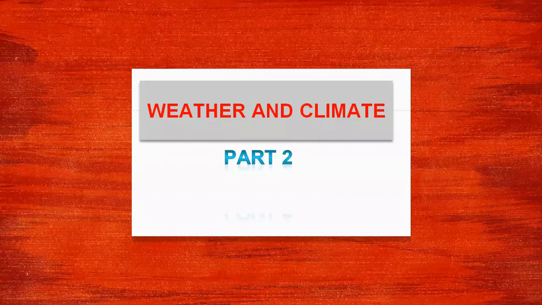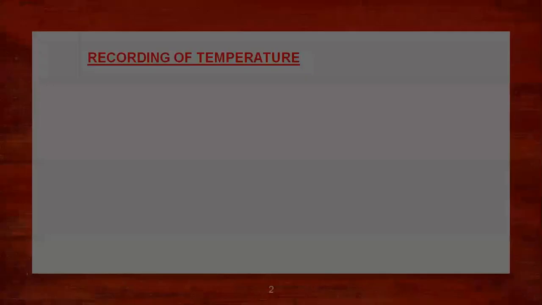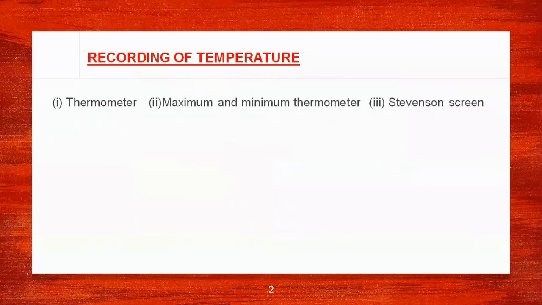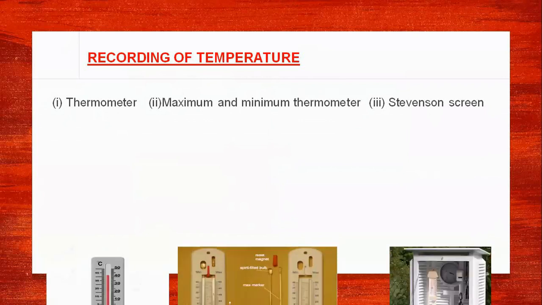In our previous class, we have learned about what is weather, what is climate, the difference between weather and climate, and also about the different elements of the weather and of cloud, and about the different instruments that are used to read the elements of the weather. The recording of temperature can be done by the use of three instruments, that is thermometer, maximum and minimum thermometer, and Stevenson screen.